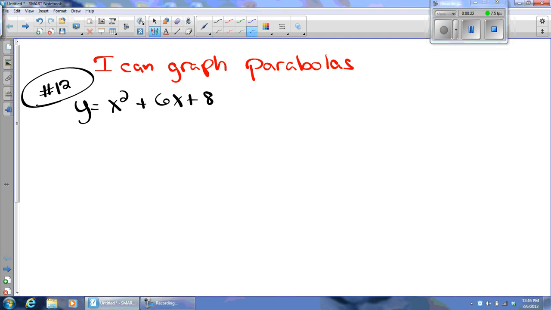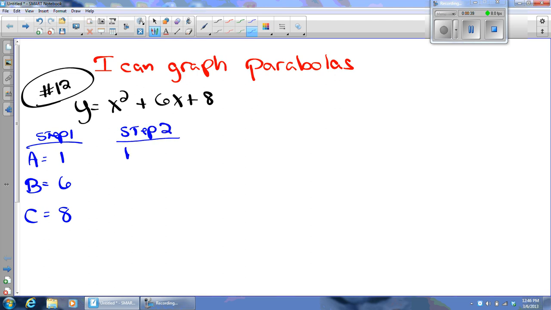Okay, so first of all, remember, step one, we are going to list A, B, and C. A equals, B equals, and C equals. A is 1, B is 6, and C is 8. Step 2, I'm going to look for my discriminant, b squared minus 4ac. That'll be 6 squared minus 4 times 1 times 8. Following my order of operations, it's 36 minus 32. And therefore, my discriminant is 4.